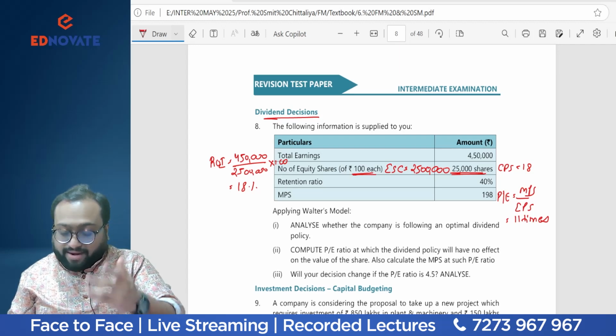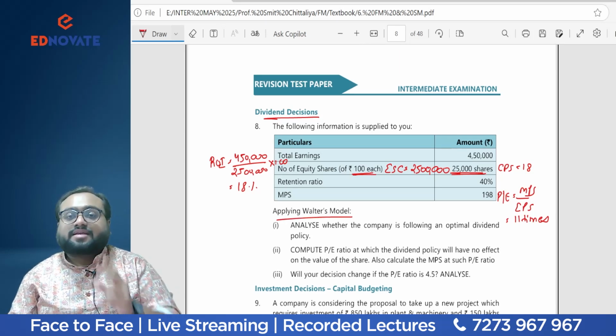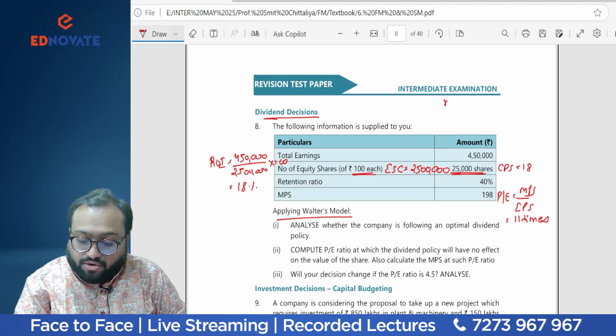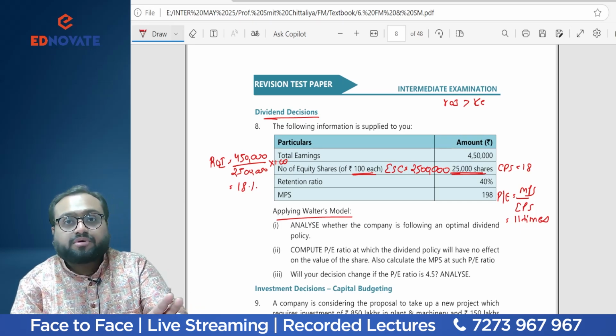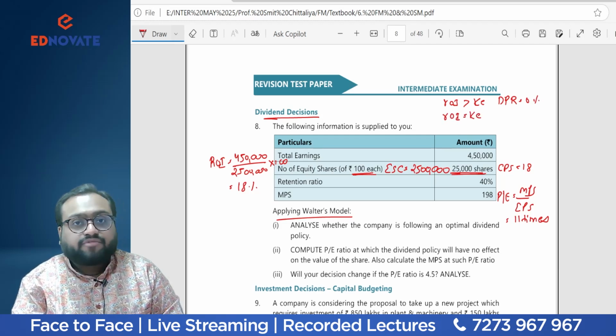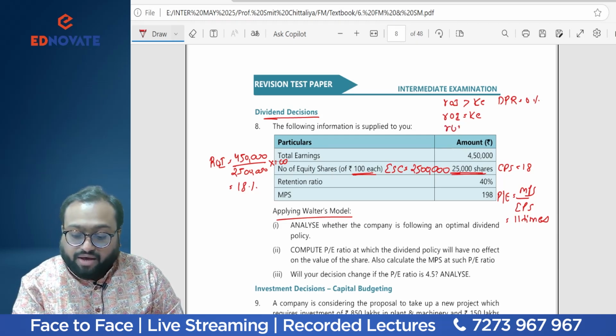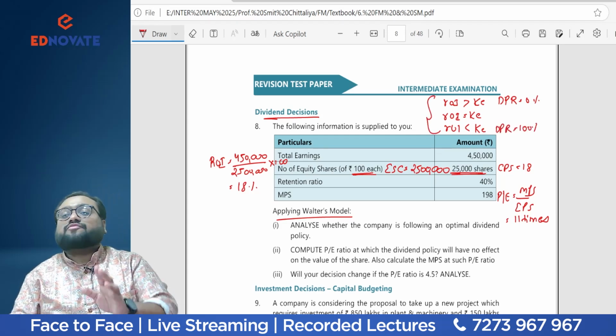So now looking at the requirement, applying the Walter's model. See, quickly I'll revise what 3 things are there in Walter's model. If ROI is greater than KE, nothing to distribute. The dividend payout ratio will be 0%. If ROI is equal to KE, it is indifferent. You can pay out 100%, you can pay out 0, it's fine. But if ROI is less than KE, dividend payout ratio should be 100%. These are the 3 observations or comparisons of the Walter's model.